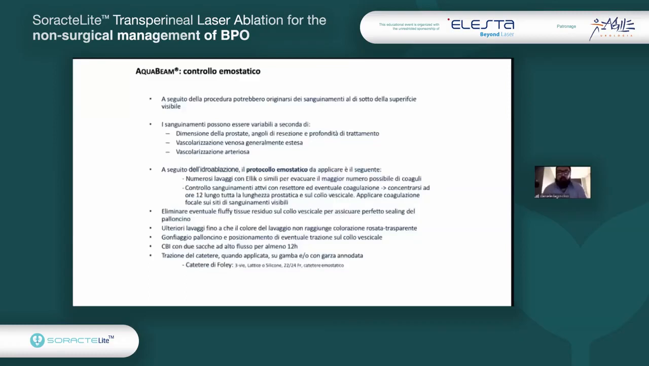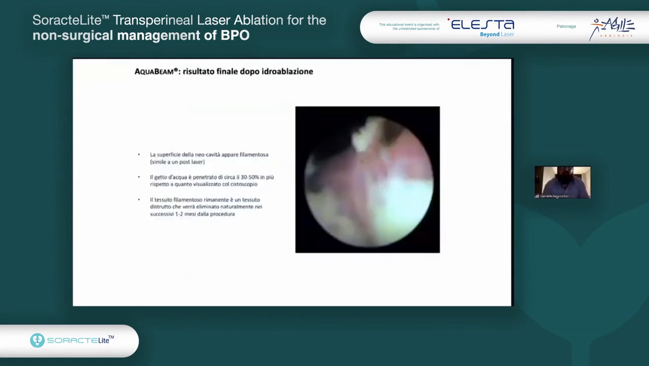So, about hemostasis, in the literature only 2 techniques are considered for hemostasis after Aquabeam, in particular bipolar energy and laser energy. In the literature, it is principally bipolar energy that is considered for hemostasis after Aquabeam treatment. Holmium laser is not considered for hemostasis after Aquabeam.